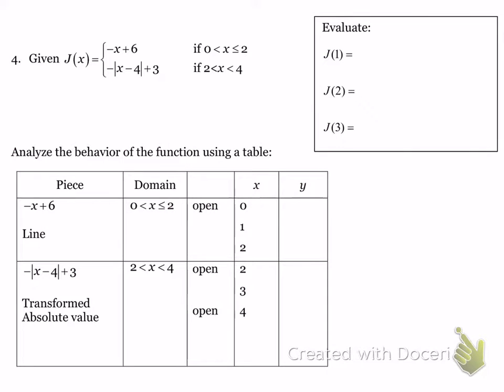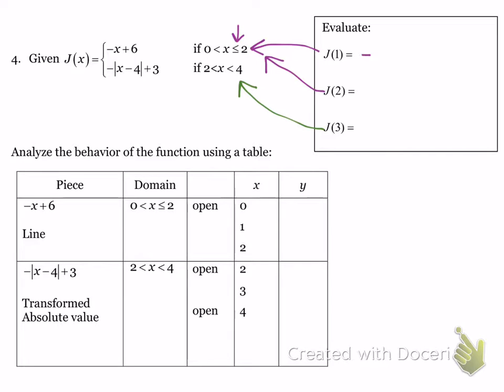And our last example. So our first piece is a line, and then our second one is an absolute value function. And j of 1 goes into the first one. J of 2 also goes into the first one because of this n equal to. And then j of 3 goes into the second one.